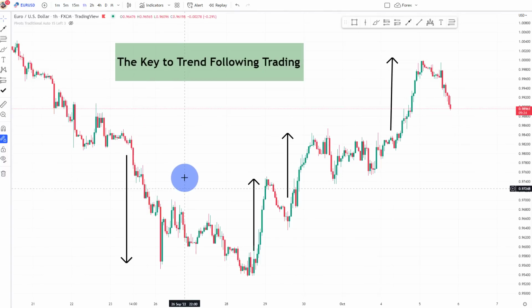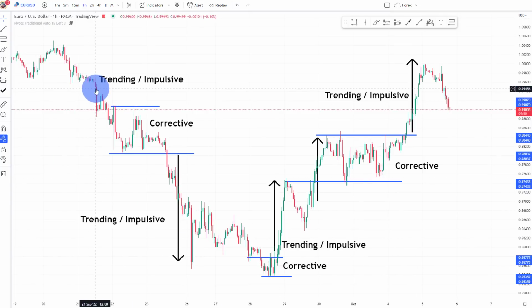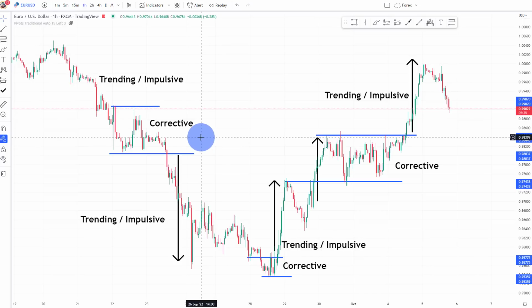So when it comes to understanding trends in trading, we distinguish between the so-called trending or impulsive periods and the corrective periods. And this is absolutely key because that's the underlying rhythm that every trend will unfold in. We want to trade the trending and impulsive phases because that's where the market moves the most. And we want to avoid the corrective phases because that's where the market is trading sideways, and there's obviously not much money to be made because the market is generally just bouncing up and down in different ways.